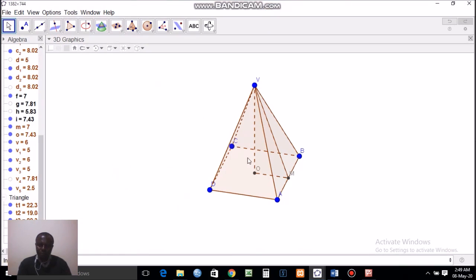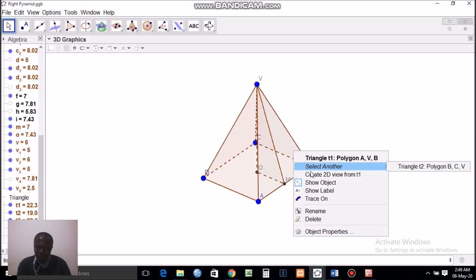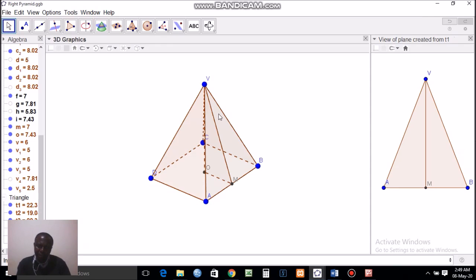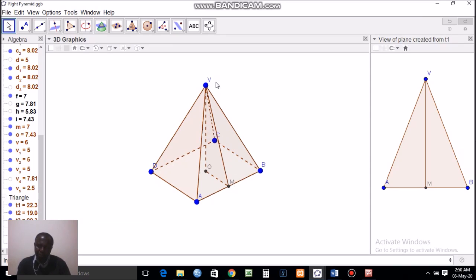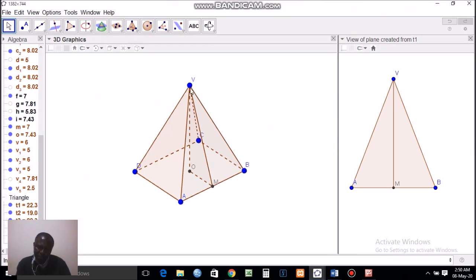Suppose you decide to see VM as part of triangle VAB. So this is what we have. You can see VM is part of triangle VAB. Now M is the midpoint of AB. That means VM is perpendicular to AB, because VA and VB are equal.